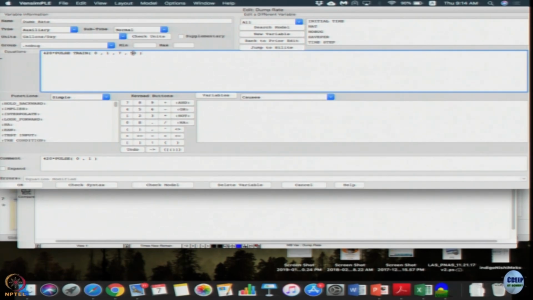Okay. So, that is a very simple model that we have. It is called pulse train, you can look it up in the help file. So, every week 420 gallons is dumped. Okay.